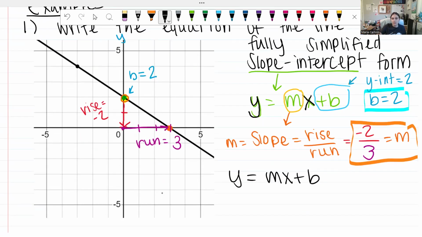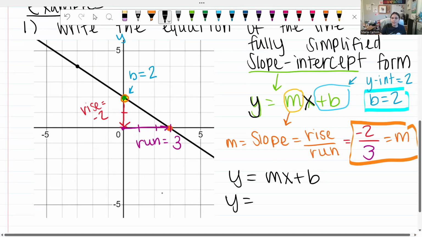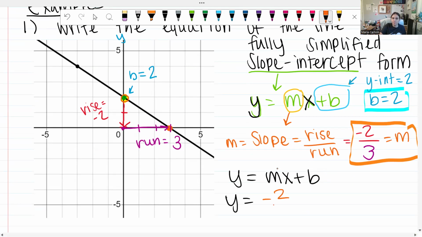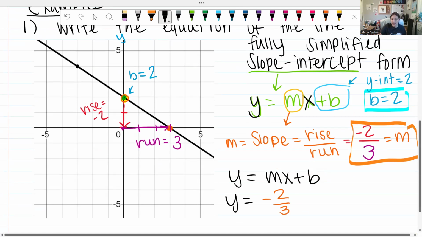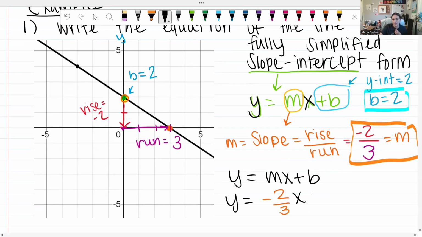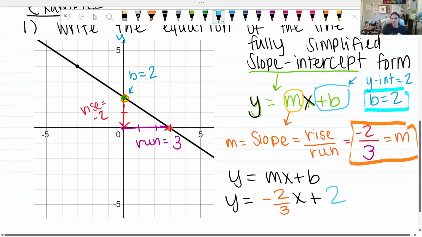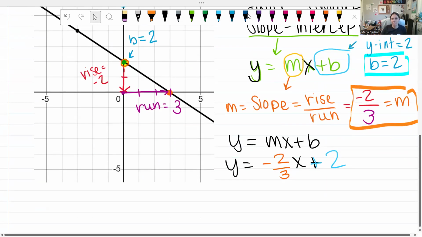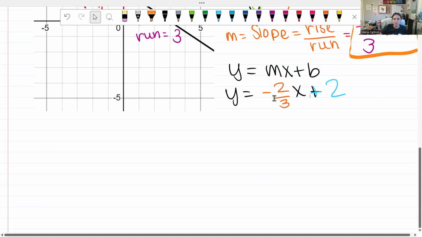We said we'll have the y is equal to, and then our m, our slope, is -2/3. And then times x. Never forget your x. X is a part of it. It's needed. We multiply our slope times whatever x is, plus our b value of 2. And it is a +2. So the equation here is y equals -2/3 x plus 2.